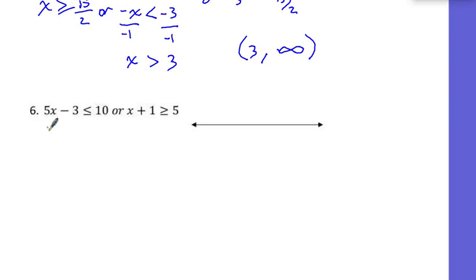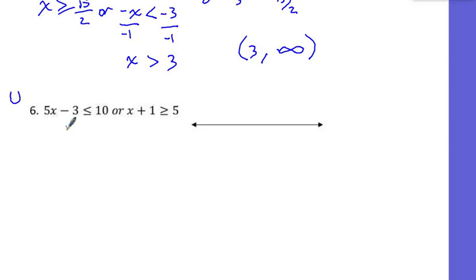Example 6. Two inequalities joined together with OR. This is a union type problem. So again, not just an overlap if there is, but any portion from either set will be a part of the answer.